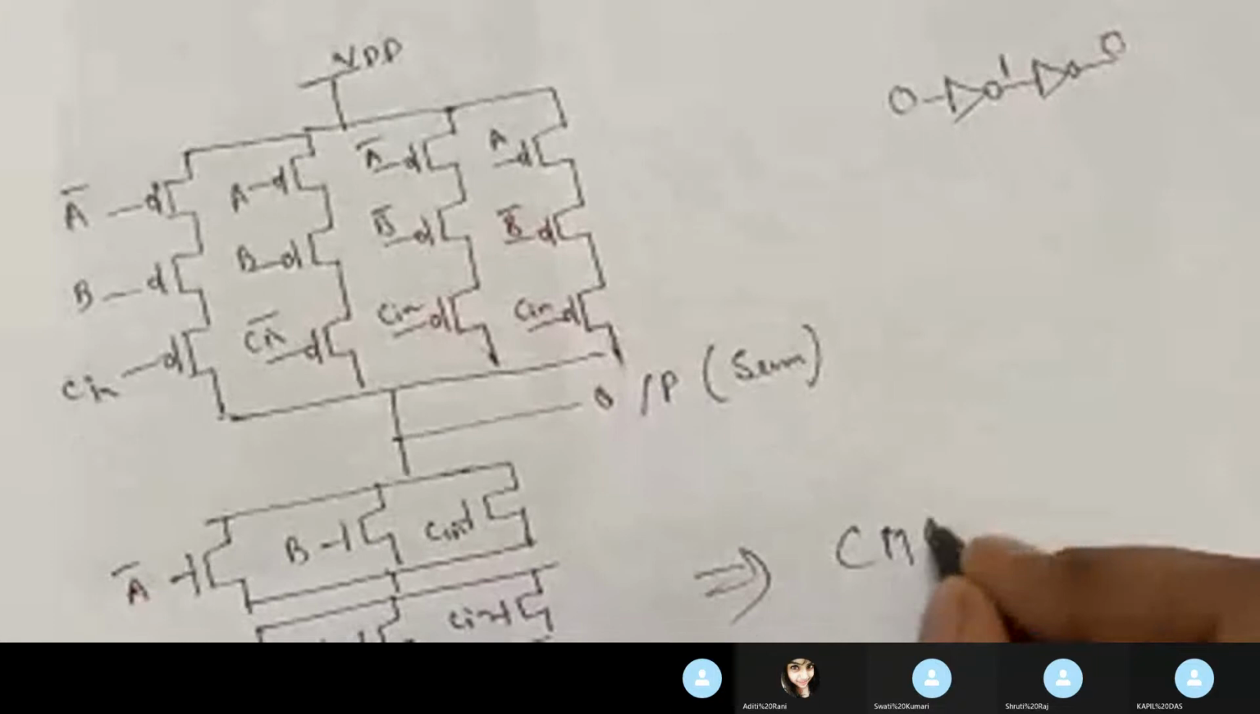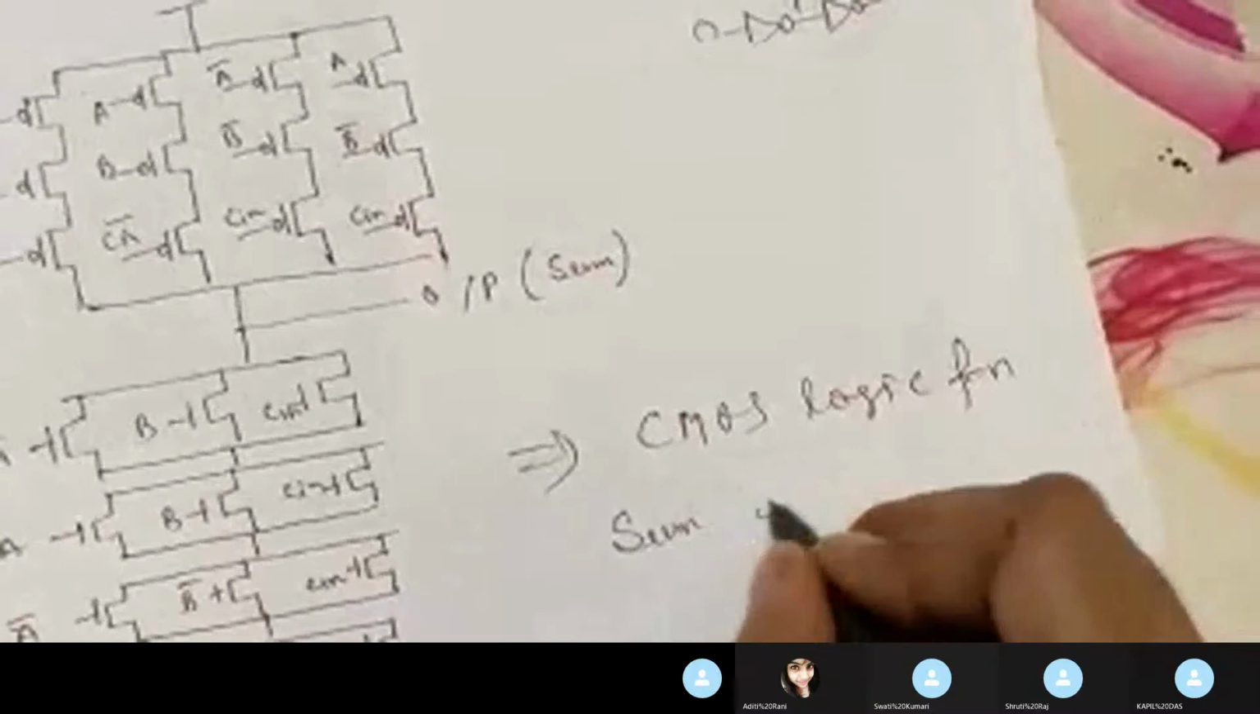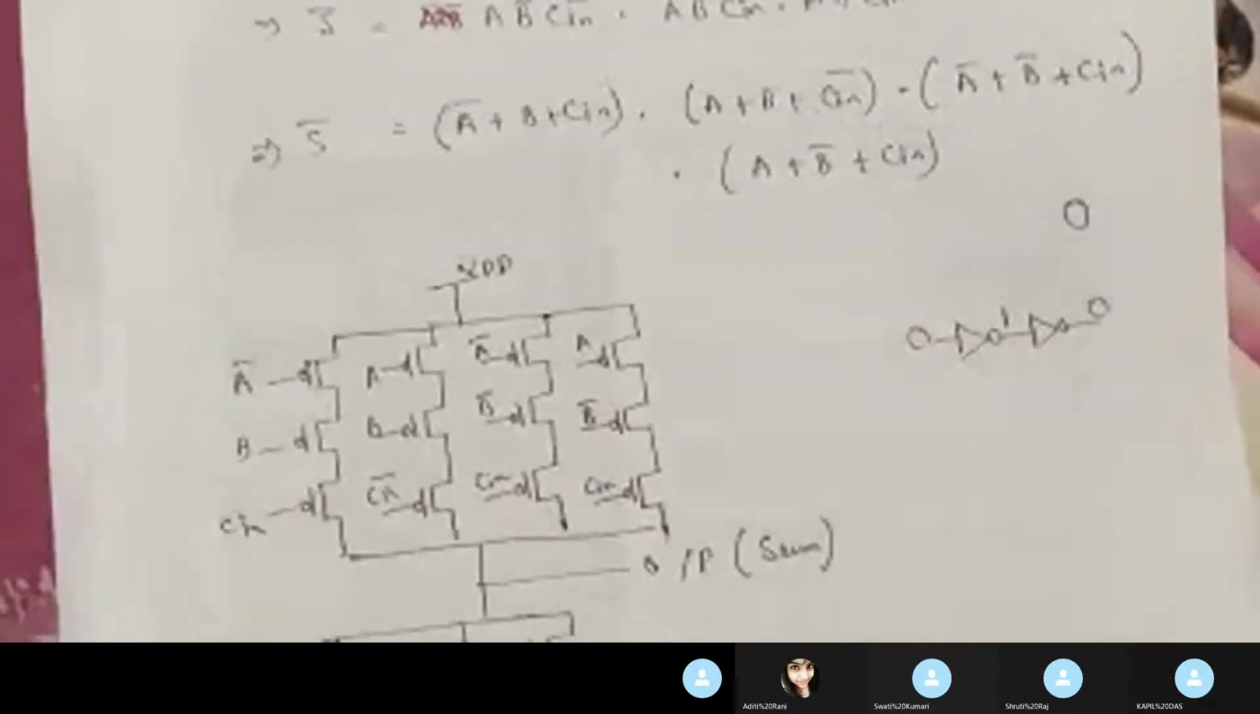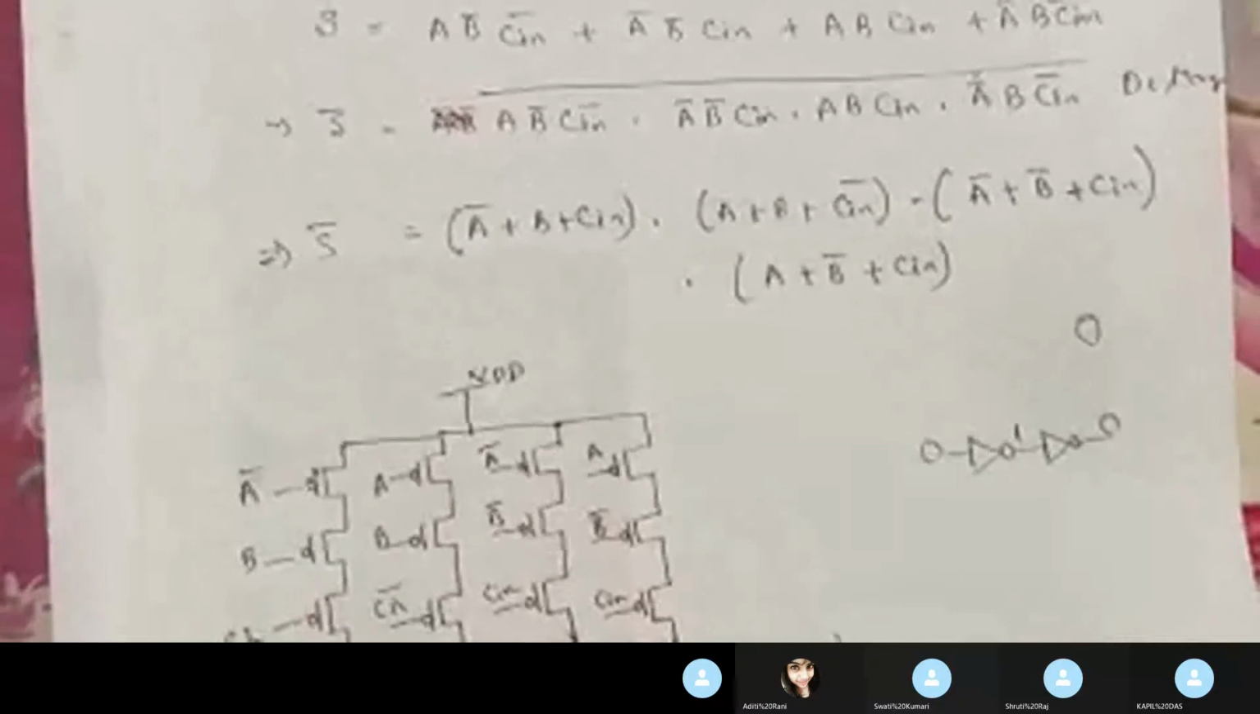So this is CMOS logic for sum of full adder circuit. ये जो है, ये है आपका CMOS logic for the sum of full adder circuit. Now what we will do, we will design it for the carry also.